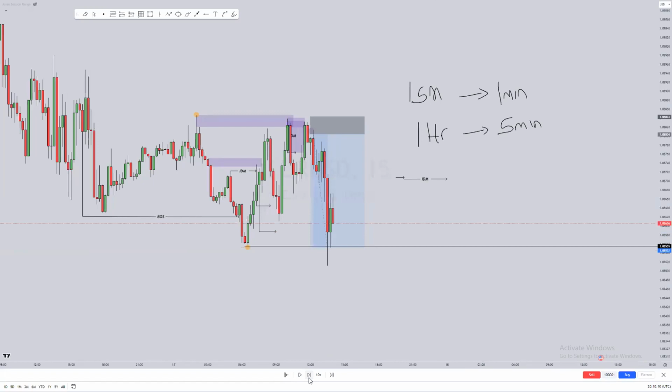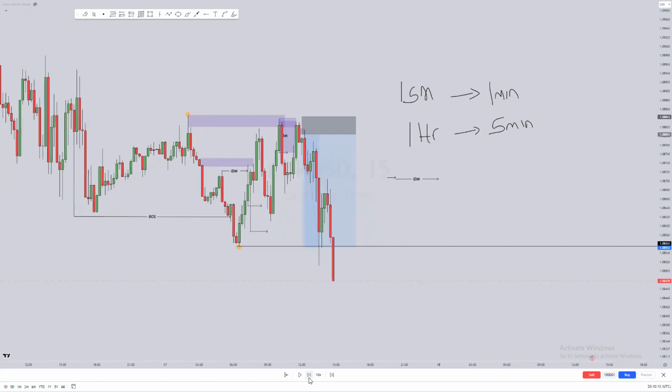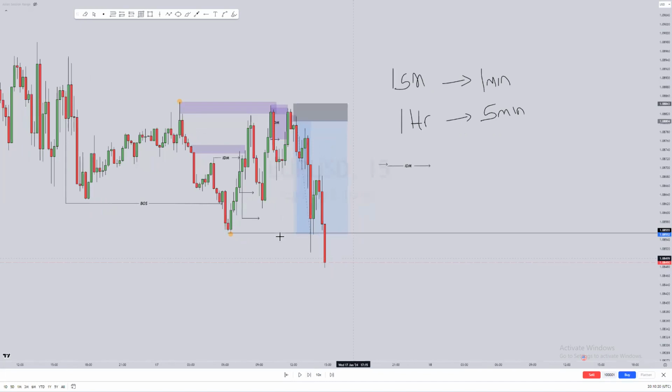What are we seeing? We are seeing rejection on that zone until we see a break of structure and a closure. So fine, we have a break of structure right now. So basically, I can now call this a BOS, a break of structure.